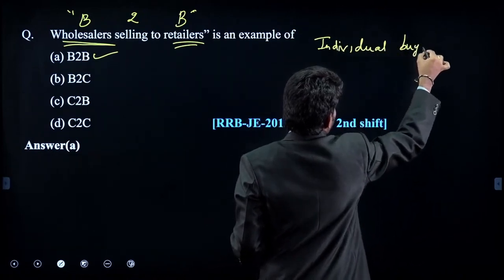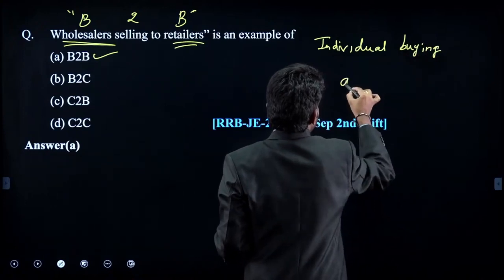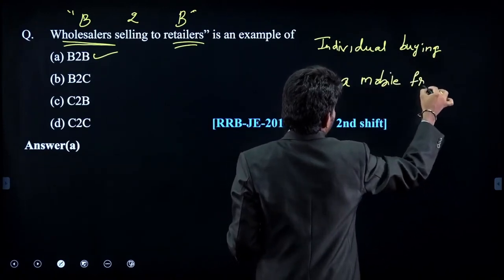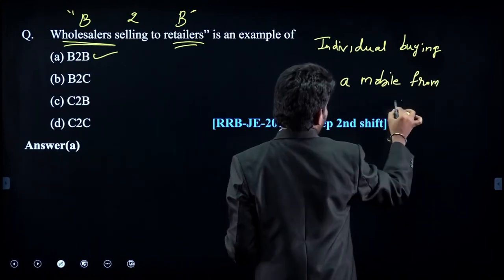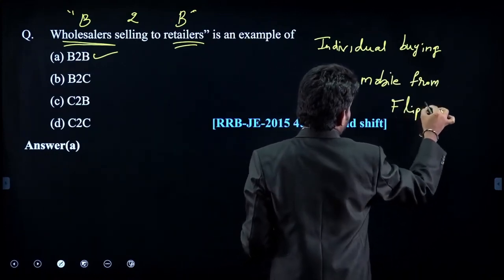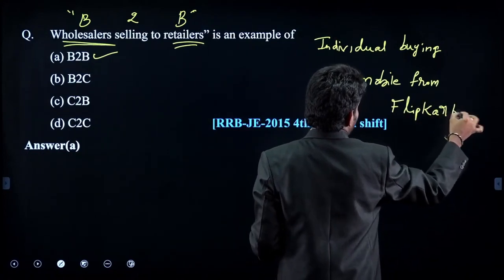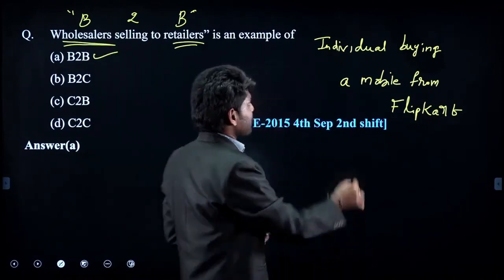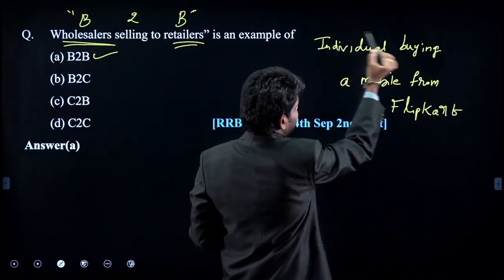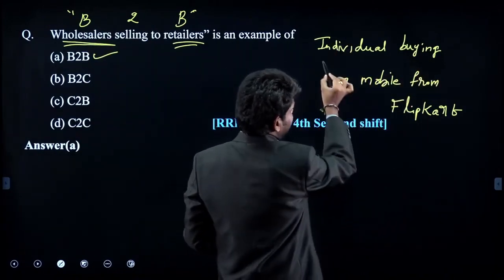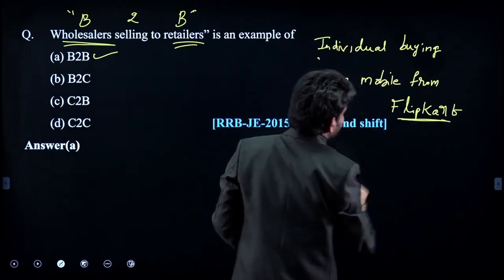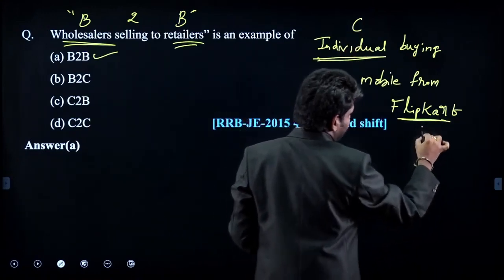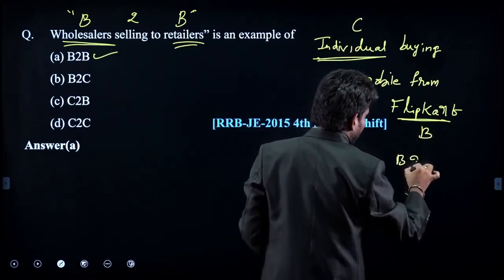buying a mobile from some e-commerce website like Flipkart. So this time they have asked something where both buyer and seller are businesses. But next time they may ask a question like this. An individual person buying a mobile from Flipkart. Here the buyer is a customer, but the seller is a business. So it is the B2C category.